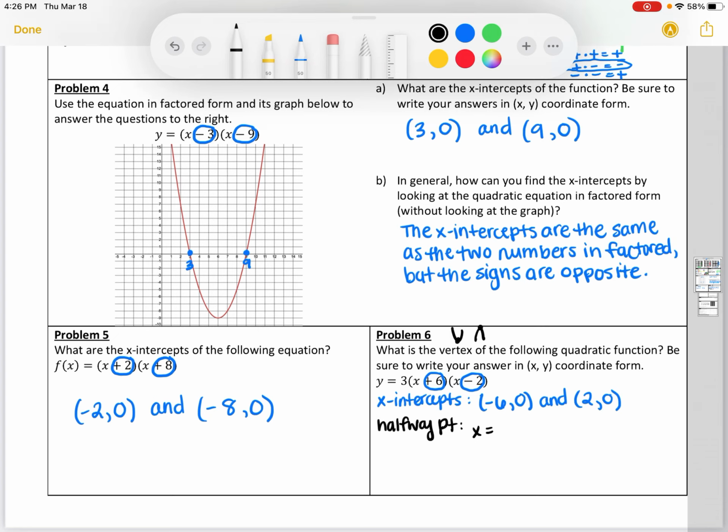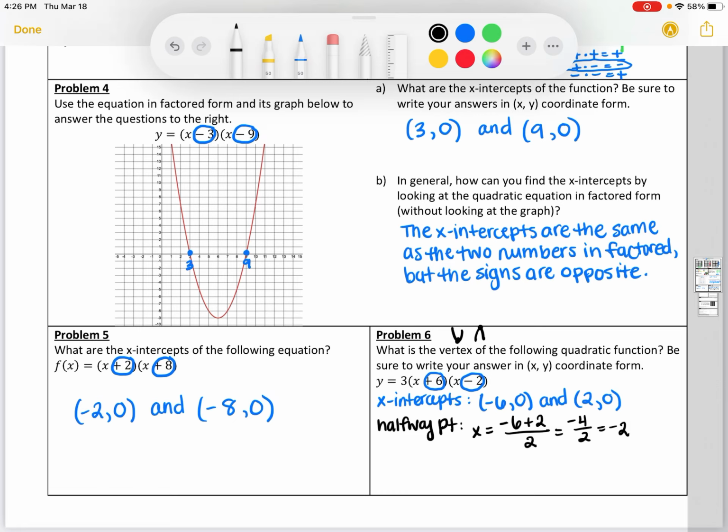So if you had a graph, it'd be pretty easy to find the halfway point just by looking, but when we don't have a graph, there's a really nice trick, which is to add the two numbers together and then divide them by 2 to find the halfway number. So -6 + 2, and then divide it by 2, that's going to give us our halfway point. So if I add -6 + 2, that gives me -4. Again, you can always put that in a calculator. And then -4 divided by 2 gives me -2. So that means the vertex is going to be at the x value of -2.